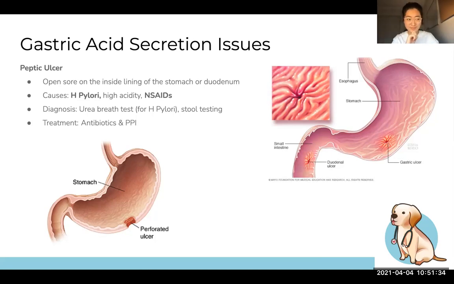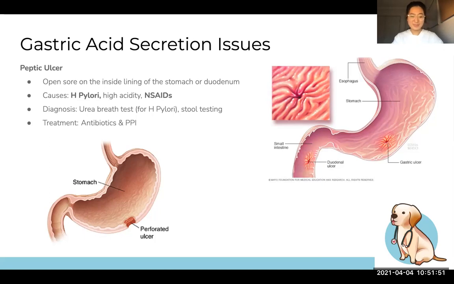So be very aware, especially if someone has something like osteoarthritis or rheumatoid arthritis and they're taking a bunch of NSAIDs, and they then come in with burning epigastric pain, you should be thinking, oh wait, yes, this could be a peptic ulcer.